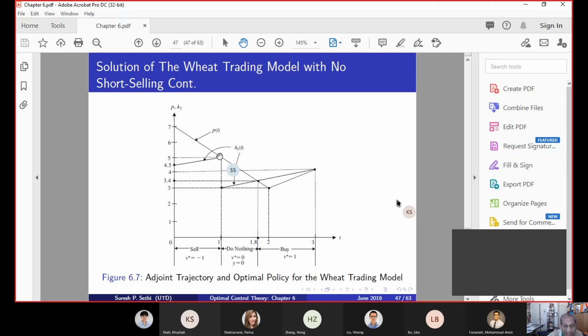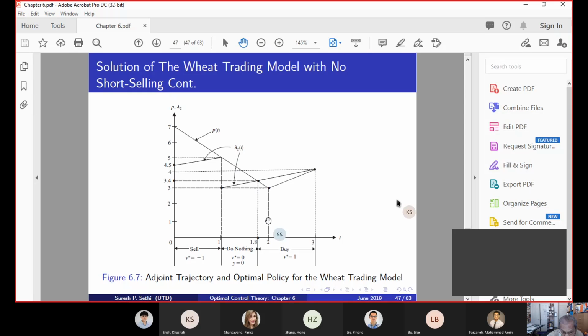I entered the constraint. The constraint was y equal to 0. So when I sold the wheat, I entered the constraint here. I did not enter the constraint at 1.8. So at 1.8, lambda is continuous. Lambda 2 is continuous, so I can continue lambda 2 all the way up to 1. Okay? So now you can see what's going on. I'm selling here. I'm buying here. And I'm doing nothing here.